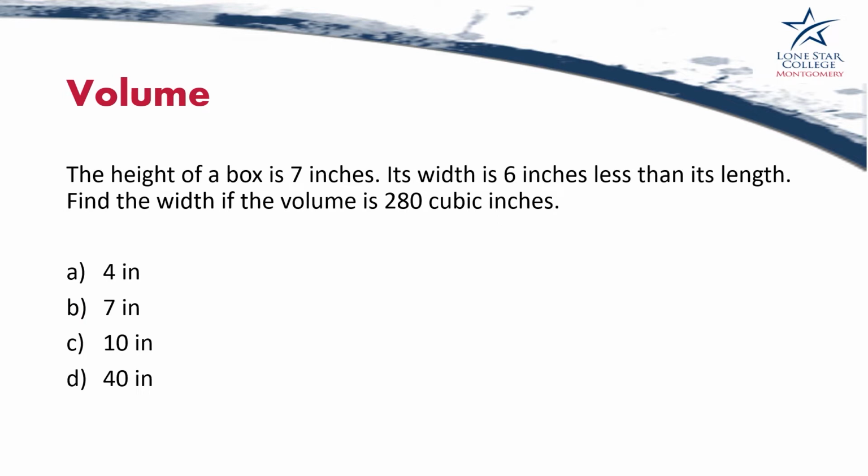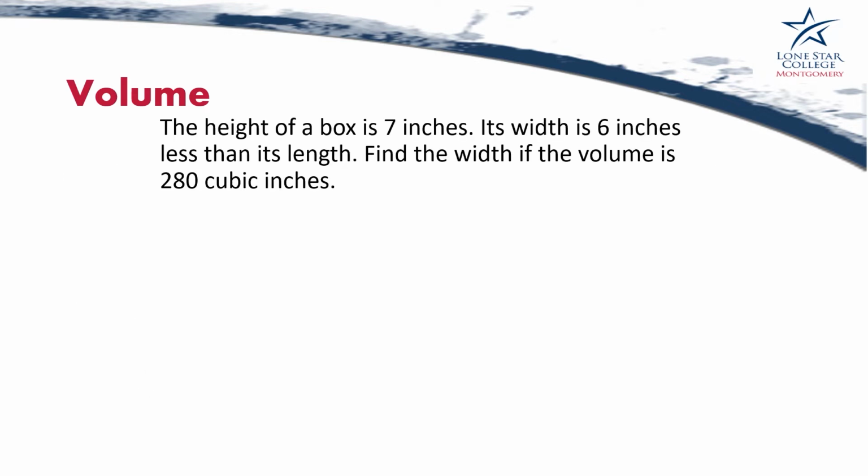Okay, so now we're dealing with another type, but with volume. So we're talking about a 3-dimensional shape this time. The height of a box is 7 inches. Its width is 6 inches less than its length. Find the width of the box if the volume is 280 cubic inches. So what we're looking at is a box, a rectangular box to be exact, because that's the width and the length.